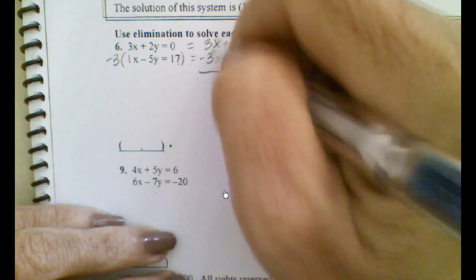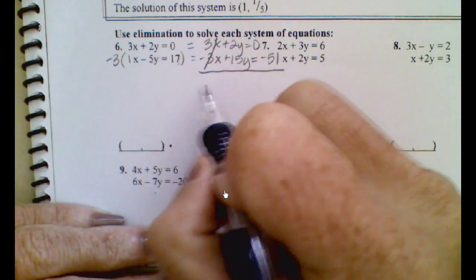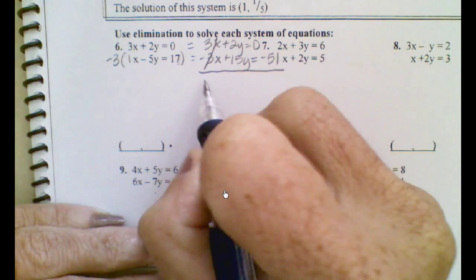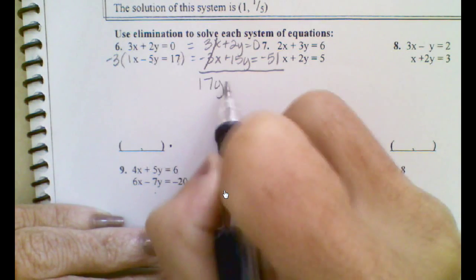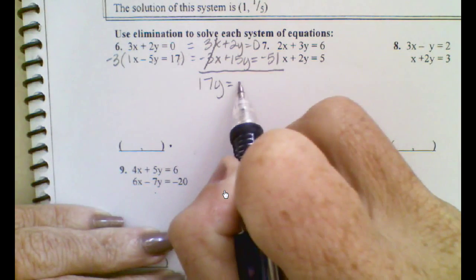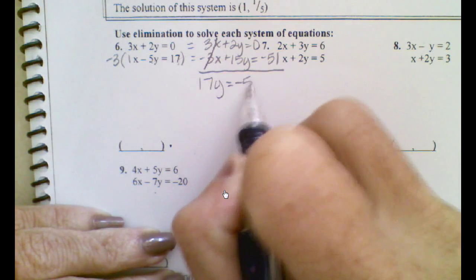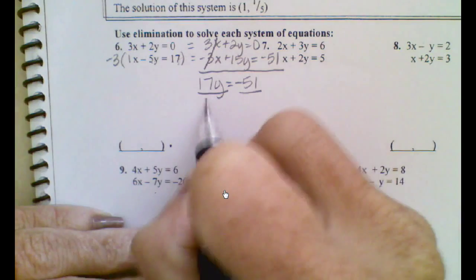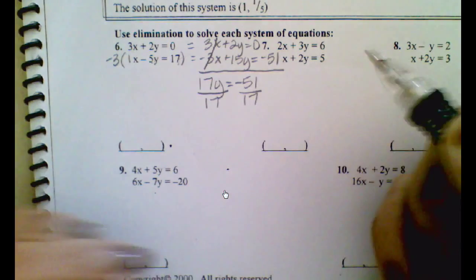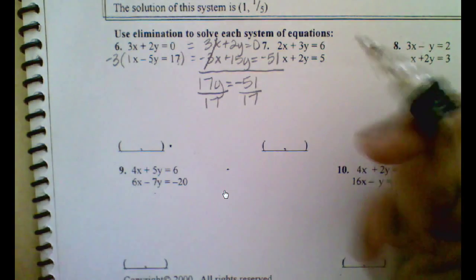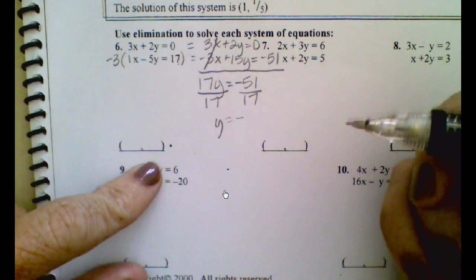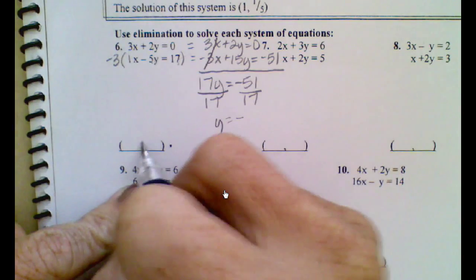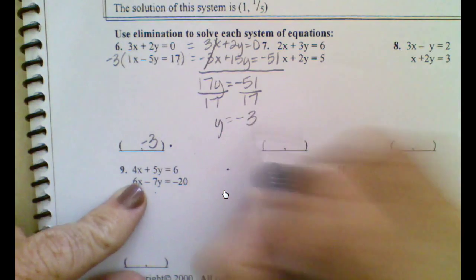Now, Carrington, do I have two variables that cancel? Yes. Okay. So now, what do you have? What's 2y plus 15y? 17y equals, what's 0 minus 51? Negative 51. And negative 51 divided by 17 is positive or negative? Negative. And 51 divided by 17 is 3. Good. Negative 3. Good.